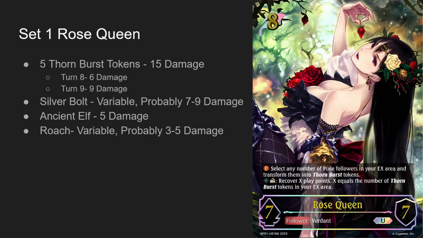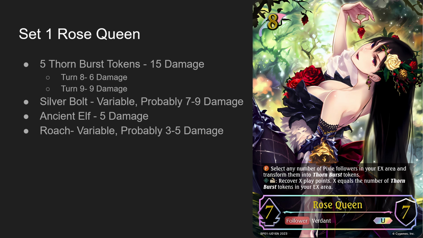Set 1 Force is a great deck to start with. What's the biggest source of damage in that deck? What is the least interactive damage in that deck? What is usually going to end the game? That's your Thornburst tokens. A single Rose Queen generating a full EX area represents 15 damage. That is a lot. What's the next biggest source of damage?